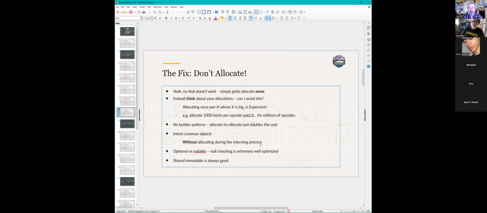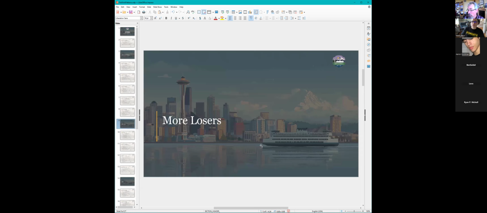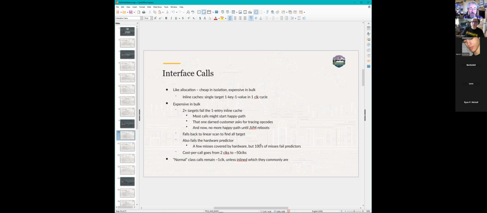Optional in the land of Java versus nullable. Optional is an allocation. Nullable works great. Why the hell aren't you using null objects? Shared immutable is always good because it's immutable and shared, so fewer allocations. Fine. More loser patterns here. Interface calls.